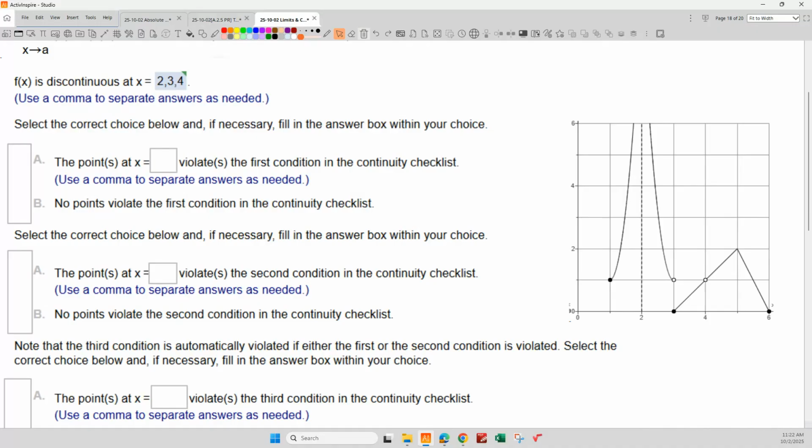At which points do we violate the first condition? What's the first condition? The function is defined, yeah. The f of a exists. So where do we fail the first test? 2 and 4, right. But not 3, right? The function is defined at 3. Good.